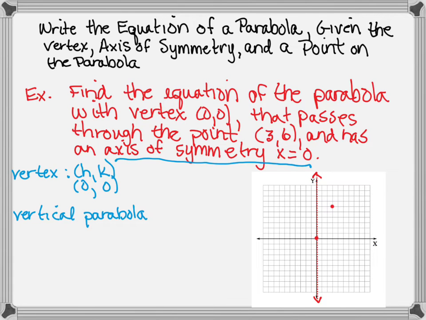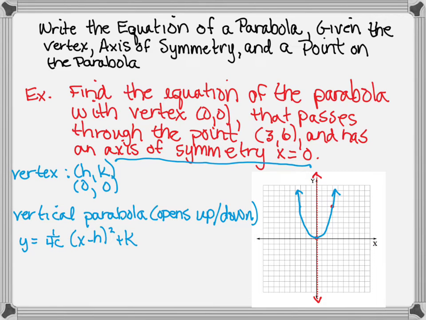That tells us that this is a vertical parabola, or that the parabola opens up or down. So instead of being given the axis of symmetry, if we had been told the direction of opening, that it opens up or down, we would also be able to find our equation given the vertex and the point.